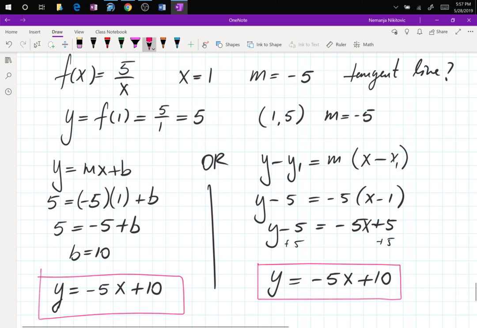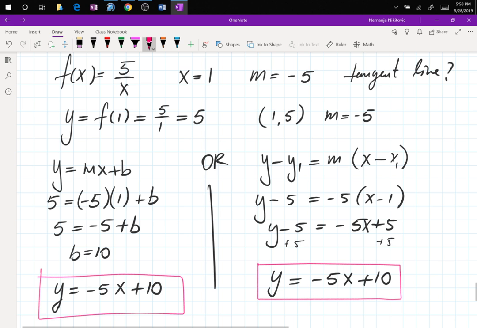Now, the greatest thing about learning calculus at this age is that you can check your answers easily using the graphing tools. If you graph 5 over x and you graph negative 5x plus 10, you see that they meet at 1, 5.